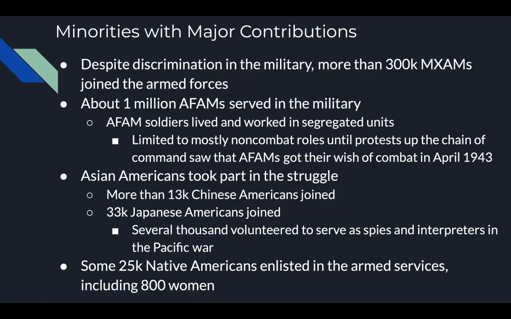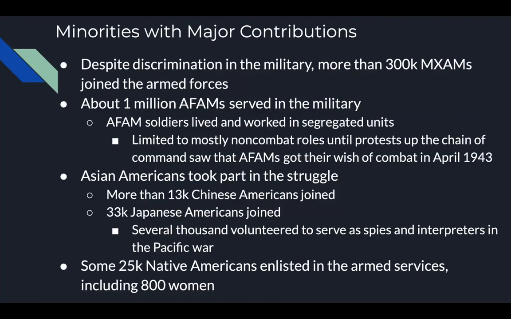Minorities with major contributions. Despite discrimination in the military, more than 300,000 Mexican Americans joined the armed forces. About 1 million African Americans served in the military. African American soldiers lived and worked in segregated units, limited to mostly non-combat roles until protests up the chain of command saw that African Americans got their wish of seeing combat in April 1943.